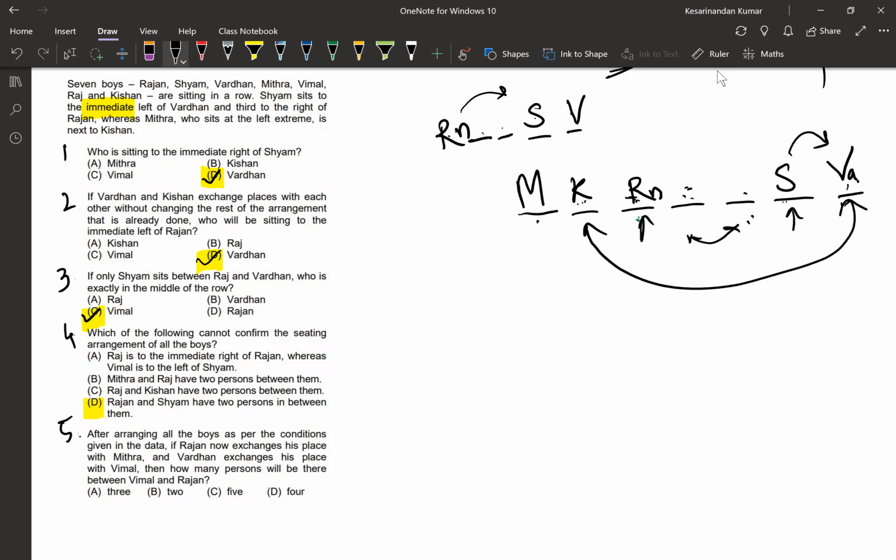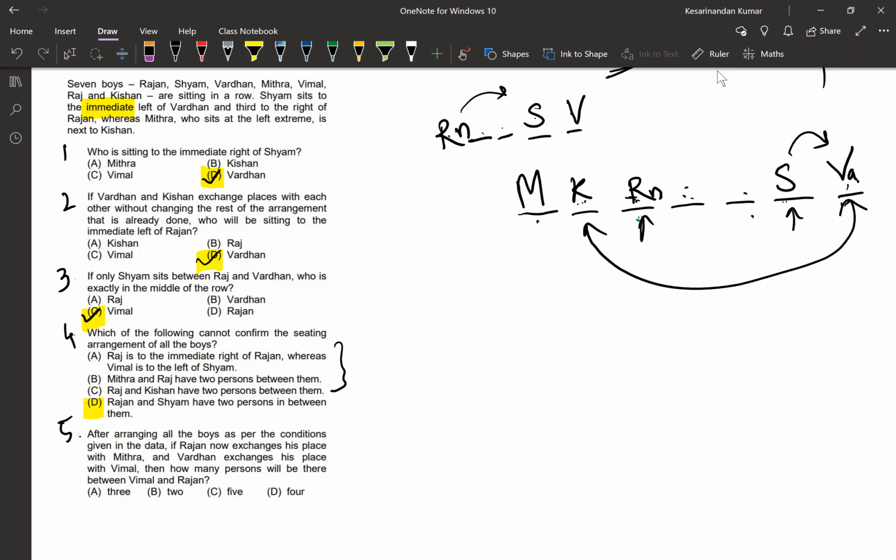Now let's get to the final one. After arranging all boys as per... actually, didn't get the fourth one. Why is it D? Does D give me any extra information? But in the question it is asked that we cannot confirm the sitting arrangement of all boys. Do you know Raj will sit here or here? So we have to confirm everyone. From the first three, I could confirm where Raj was sitting. If I need to confirm the complete arrangement, I need to know the positions of each and every one. No ifs, no buts. It has to be perfect, spot on.